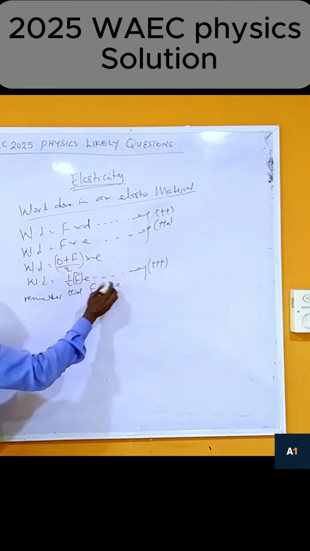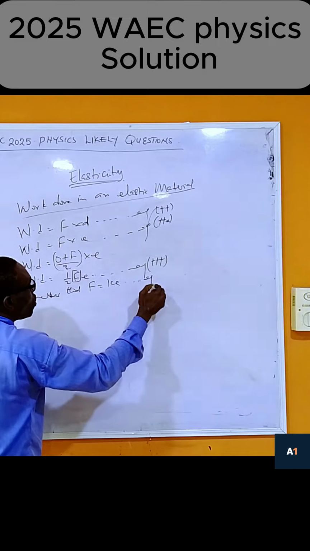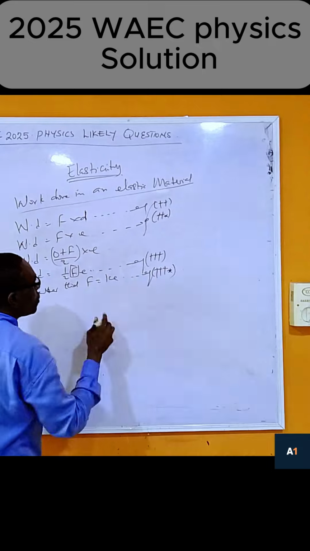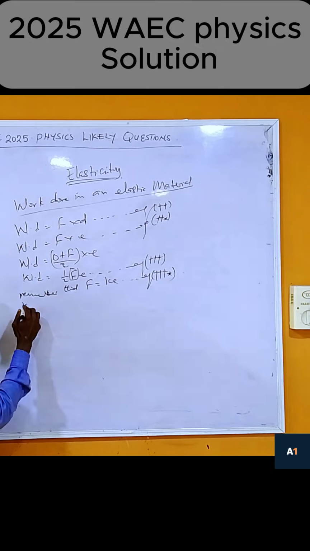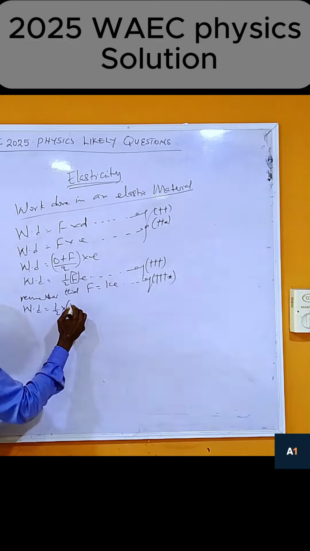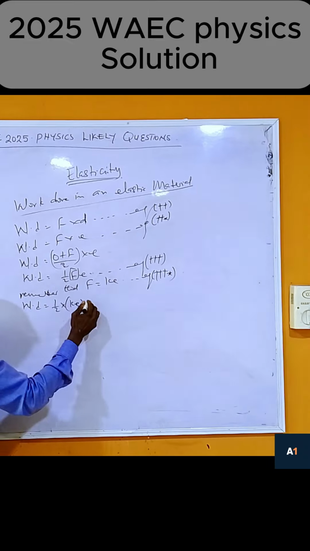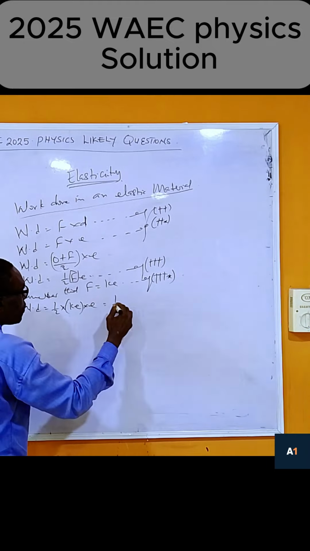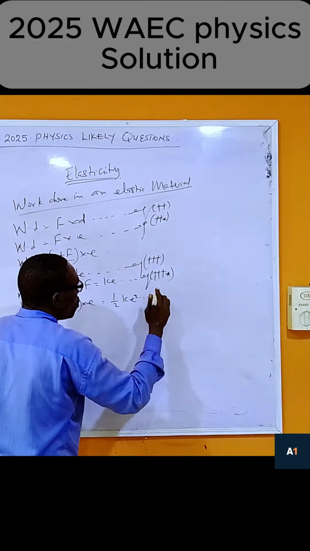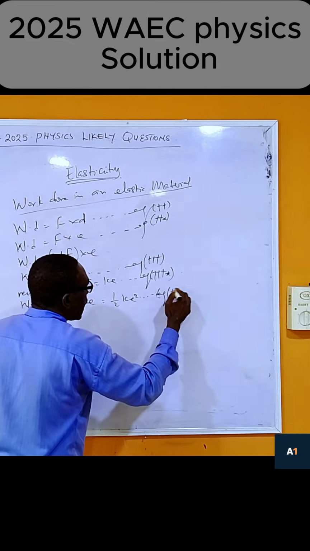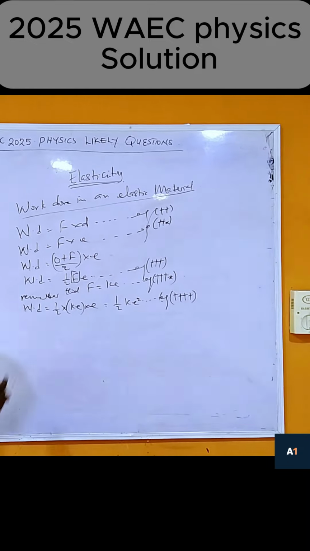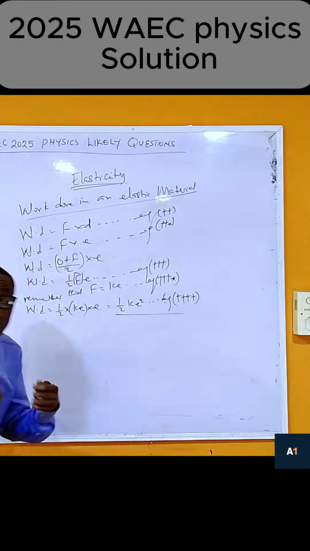So let's call this one equation dagger star. Put this one into this. Now work done equals half times open bracket Ke, because this one is already Ke, then times e outside. That gives us half Ke squared. Call this one equation dagger. So this is the formula to calculate the work done in an elastic material.